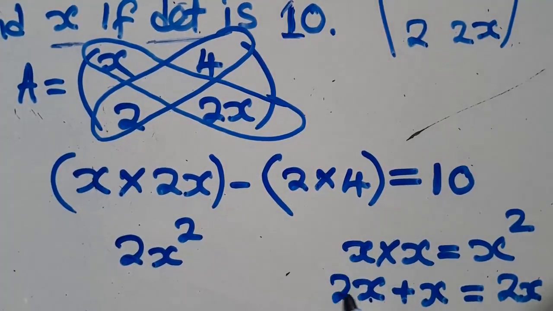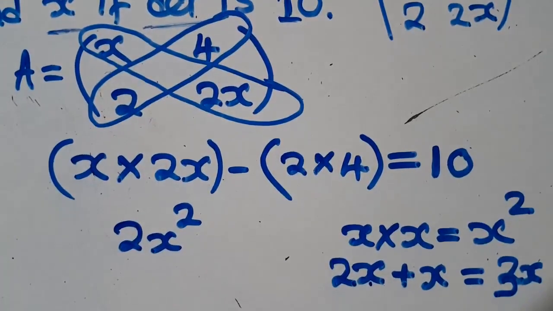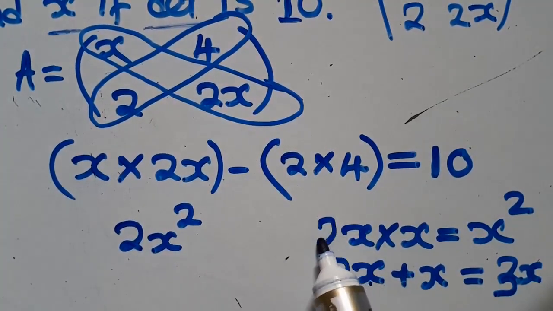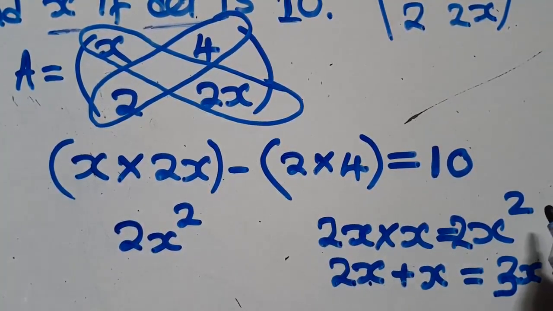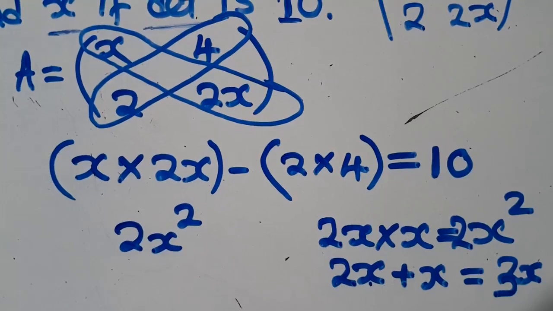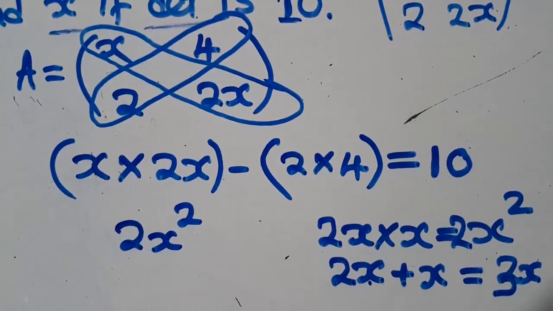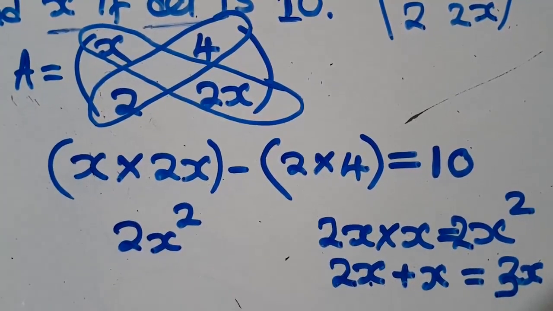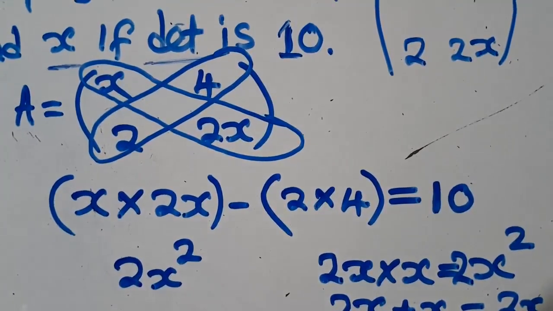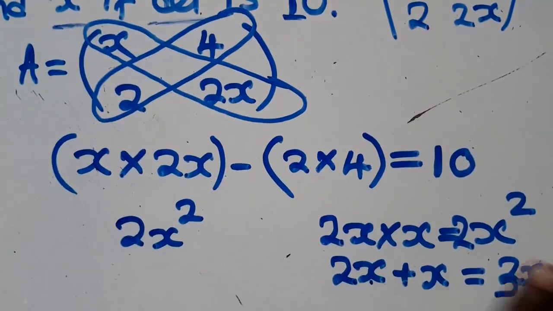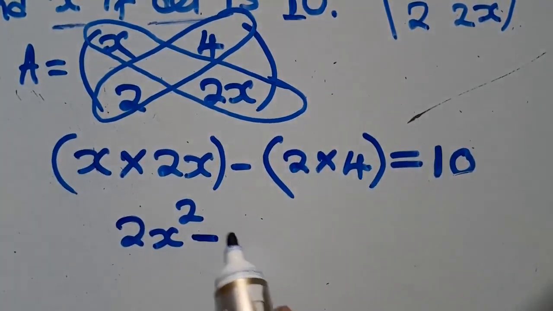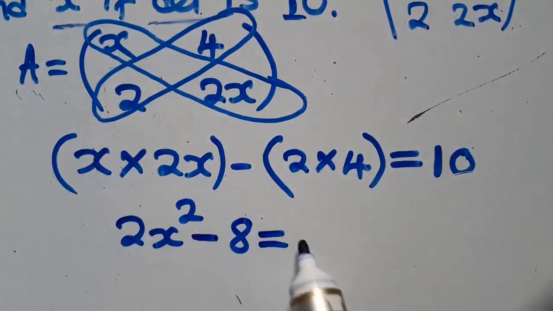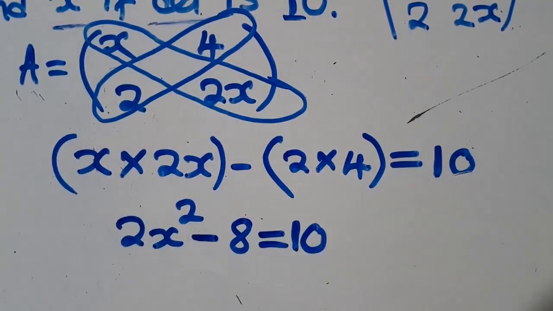If we add 2x plus x, this one becomes 3x as your answer. If we multiply 2x times x, we have 2x squared. Hope you've seen the difference. Hope you've seen how I'm answering this. This is how you are supposed to do it. Then you say minus 2 times 4, 8, which is equal to 10.